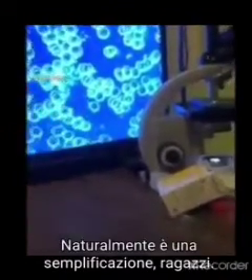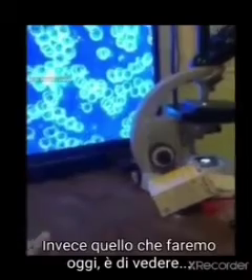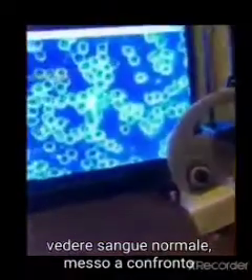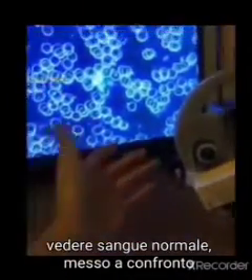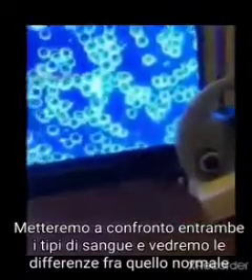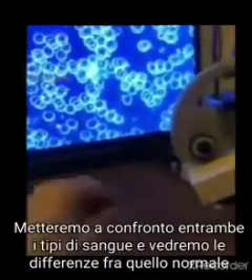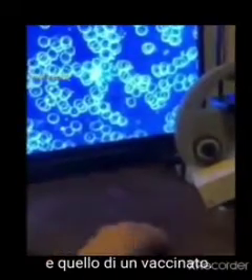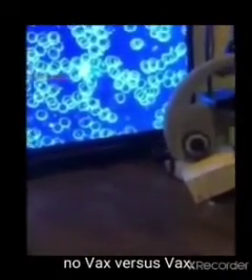This is an oversimplification, guys. What we're going to do today is we're going to see normal blood compared to vaccinated blood. Very simple. We're going to compare both bloods and see normal blood versus vaccinated blood, unvaxxed versus vaxxed.